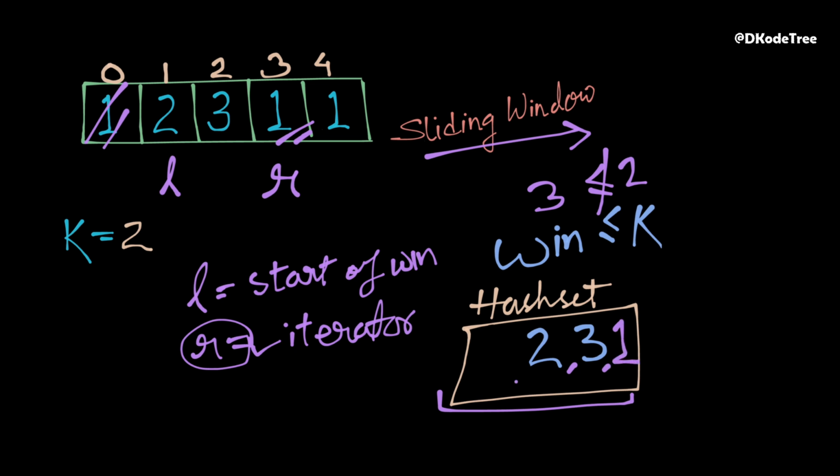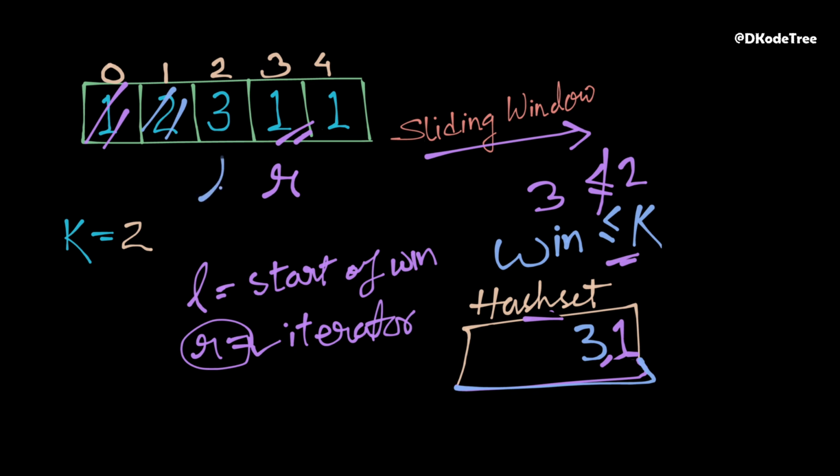But again we can see that the size of our hash set has become 3, which is not less than or equal to k. So we have to remove the leftmost element, or the element pointed by the left pointer, from our hash set. So we will remove 2 from our hash set and move our left pointer forward by 1. Now our window only contains 3 and 1. Next we go ahead and scan the next element.